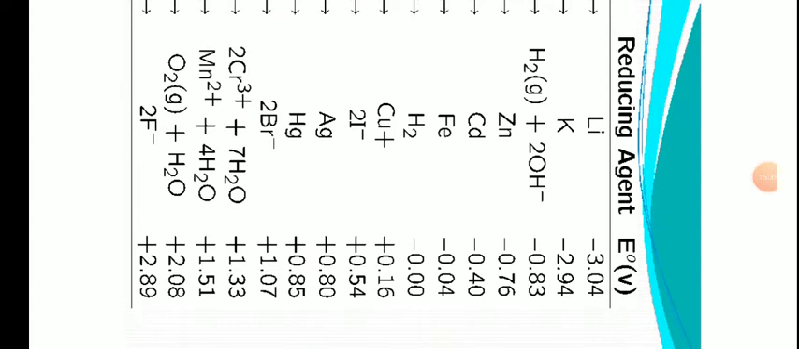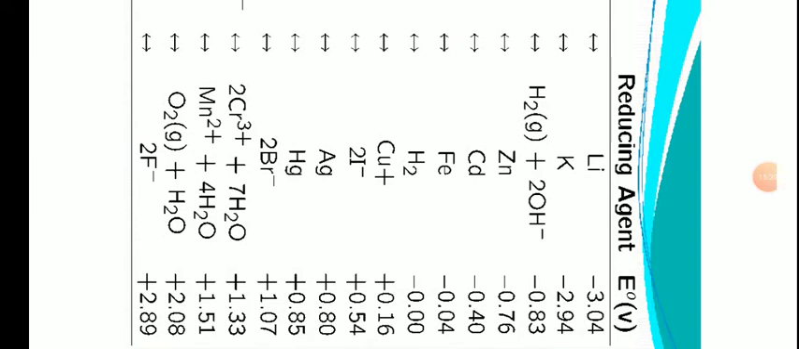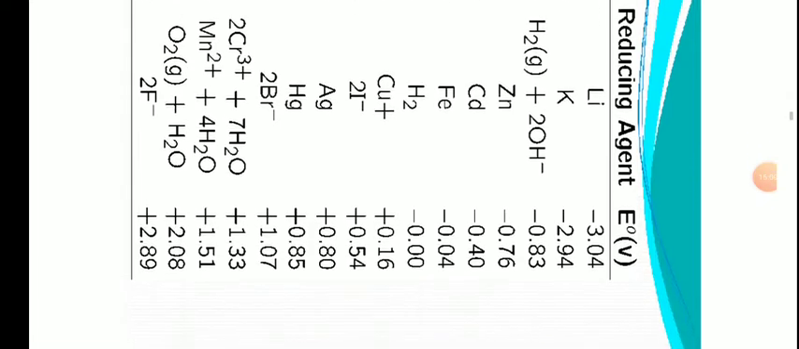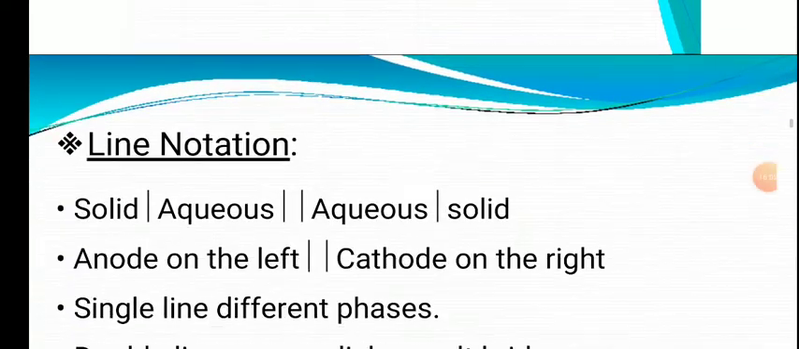So if you consider the zinc, it is 0.76. That is negative, so it will undergo reduction, not oxidation. Sorry, I am sorry again. That is the minus, so it undergoes oxidation, not reduction. So the higher the value of the reduction potential, the greater the chance of undergoing reduction.